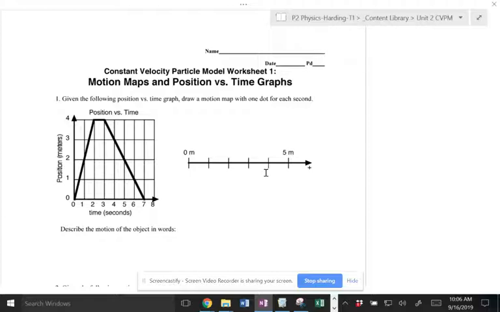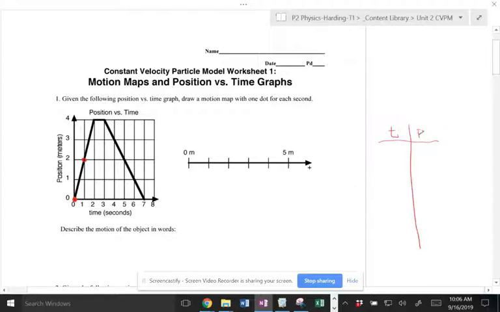So here you have a position versus time graph and then a motion map. I might recommend as an intermediate step between those two things, whenever you're doing motion maps and position time graphs, that you maybe create a data table. So I just kind of look at, here it is at time zero. At time 1 second, it's at 2 meters. So just kind of make a data table over here.